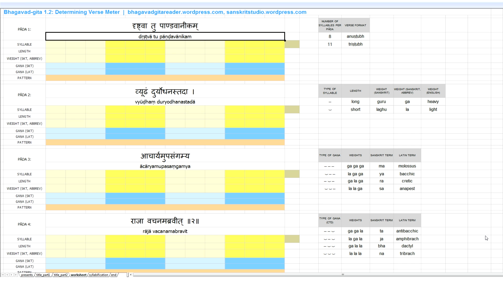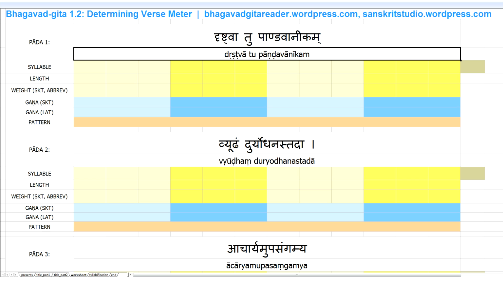We will discuss prosody and verse meter in the Bhagavad-gita, chapter 1, verse 2. In this part 1 video we will especially focus on the syllabification, that is the extraction of the syllables from each pada. And when we have done that, we will determine the main type of verse meter used in this verse. So now let's start with zooming in here a little so that we can see our worksheet better.